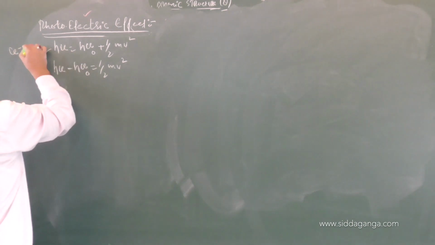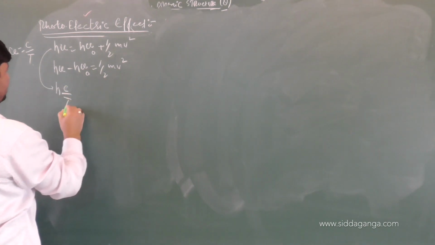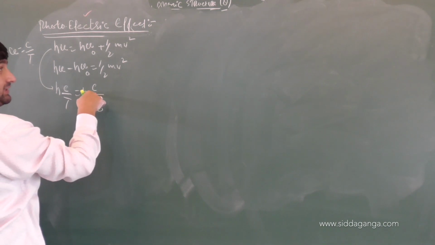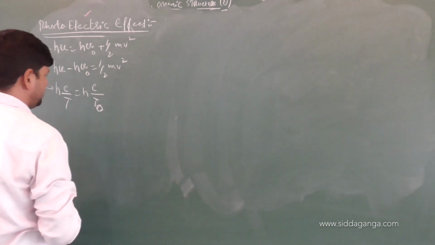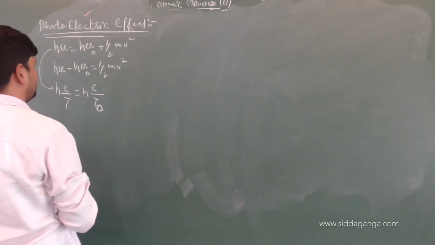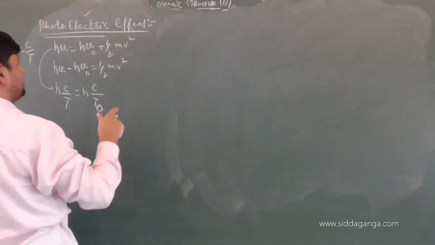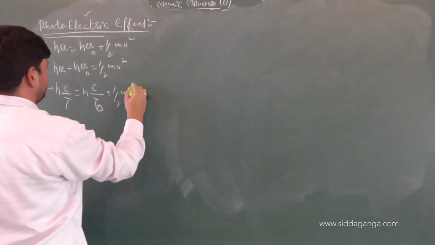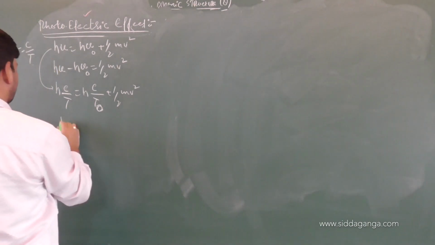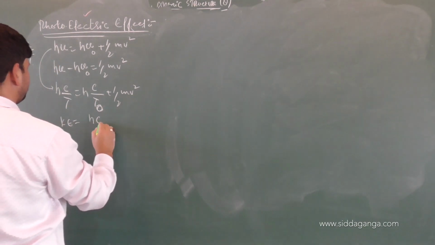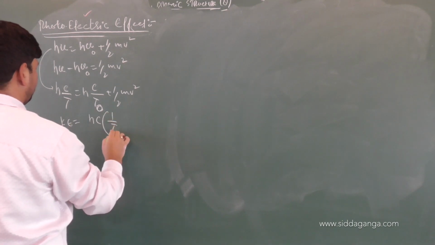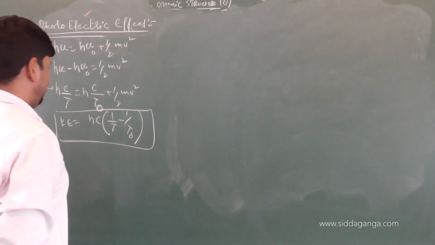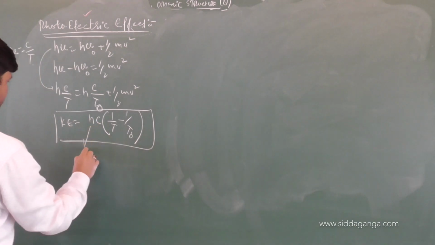What is nu equal to? C by lambda. So h C by lambda equals h C by lambda naught plus half of mv square, where C is the velocity of the electromagnetic radiation, here light, and lambda naught is the wavelength at which photo emission has occurred. That half of mv square is the kinetic energy. So transferring it here, kinetic energy equals hc times (1 by lambda minus 1 by lambda naught). With the help of this equation, you can calculate the kinetic energy. h is Planck's constant, c is the speed of light.